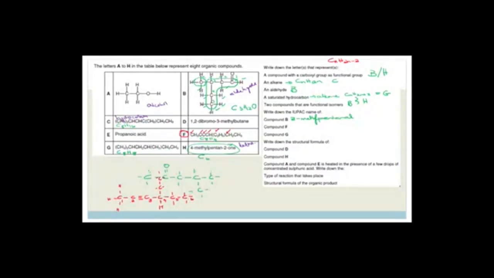And why am I counting from left to right instead of from right to left? Because if I count from left to right, my functional group is on carbon 2. But if I count from right to left, my functional group is on carbon 1, 2, 3, 4. And we always want our functional group to be on the lowest carbon. We always want it to be on the lowest carbon. Okay, so let's now do that. Sorry, I'm just busy making sure that I can see everything that's going on here.